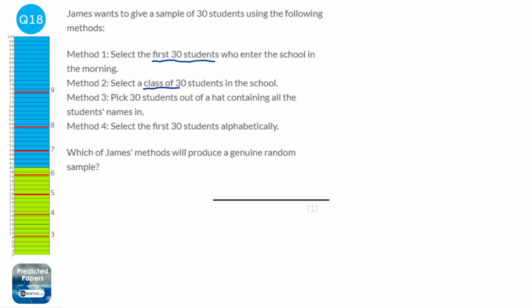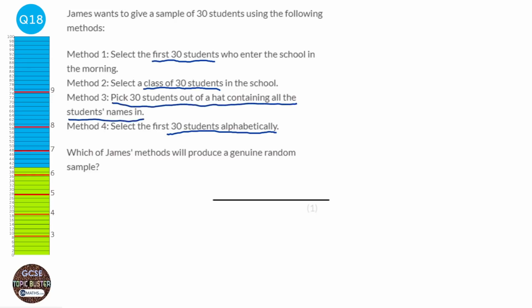If we select a class in the school, then they're generally all going to be the same age. So if it's a year 7 class or a year 11 class, they're all going to be the same age. It might seem fair to pick the first 30 students alphabetically, A to F or whatever, but that's not fair, because the people at the end of the register don't have an equal chance of being picked. So you need to make sure everyone in your population has an equal chance of being picked. Picking 30 students out of a hat containing all the students' names is definitely the fairest way of picking a sample from this list.